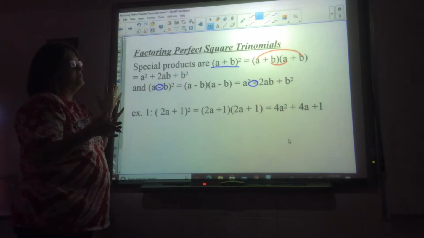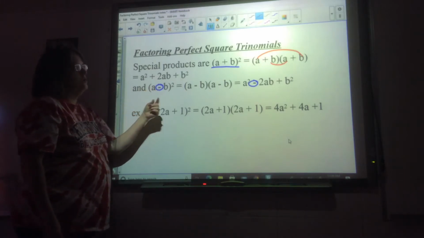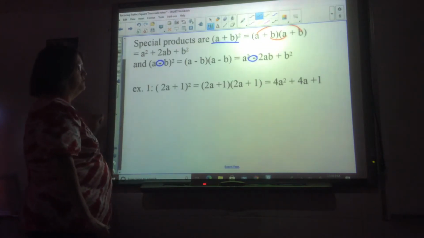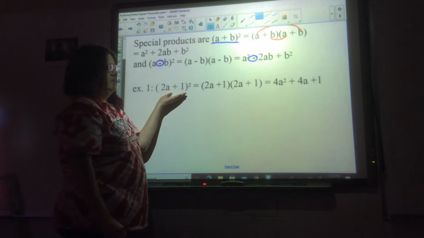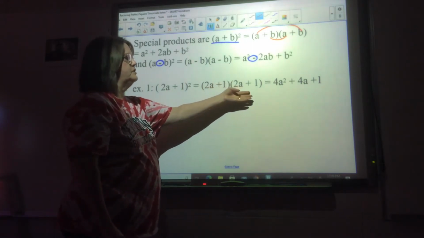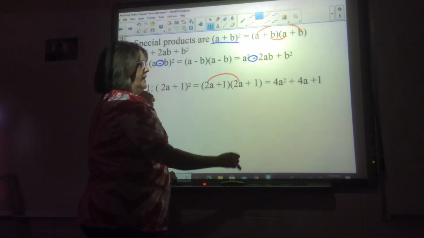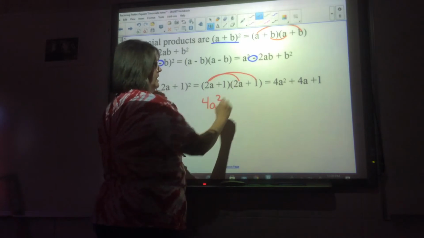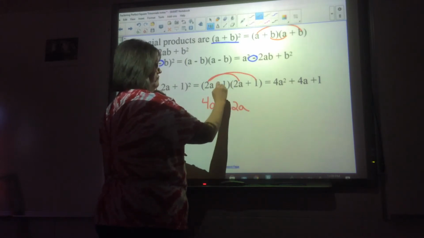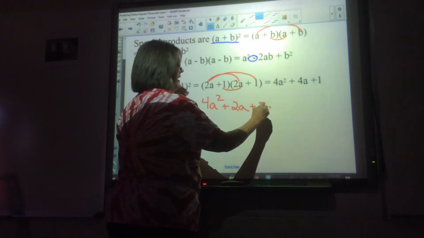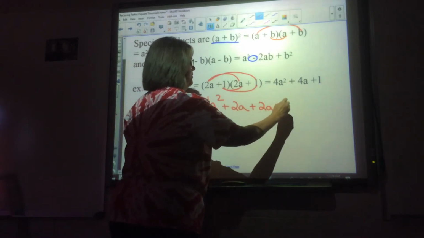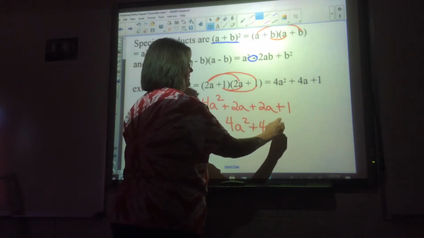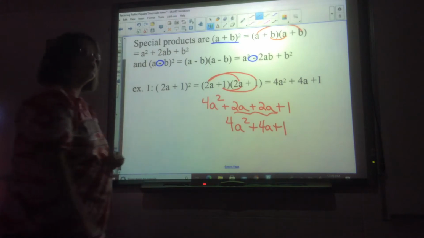Now, the only thing that changes is if I have a minus sign here, I will have a minus sign here. So let's take an example. If I do 2a plus 1 squared, that literally means 2a plus 1 times 2a plus 1. 2a times 2a gives me 4a squared. 2a times 1 gives me 2a. 2a times 1 gives me 2a. And 1 times 1 gives me 1. So this is 4a squared plus 4a plus 1 when you put the middle terms together, which are like terms.